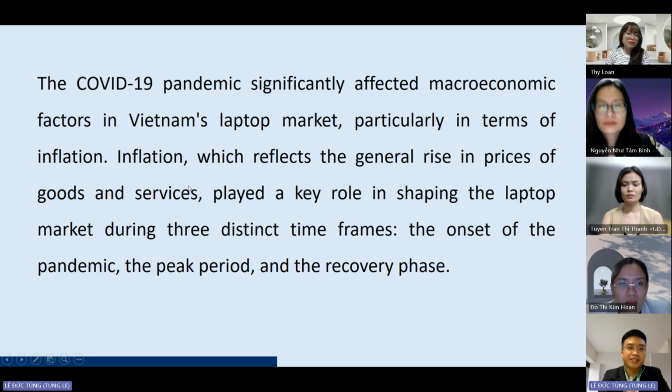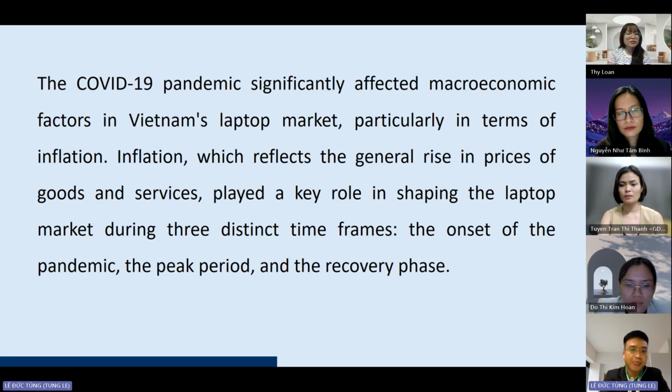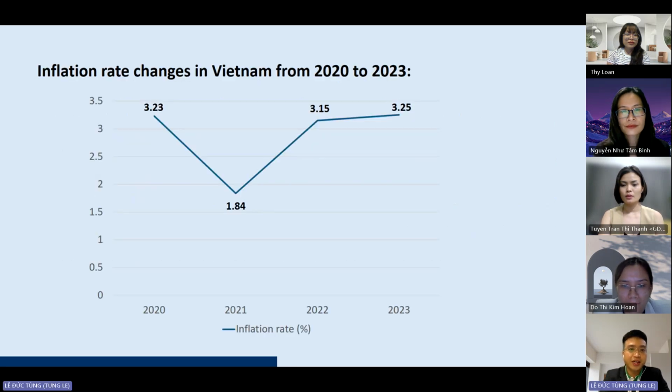As you can see, the COVID-19 pandemic significantly affected macroeconomic factors in Vietnam's laptop market, particularly in terms of inflation. Inflation, which reflects the general rise in prices of goods and services, played a key role in shaping the laptop market during three distinct time frames: the onset of the pandemic, the peak period, and the recovery phase. And you can see here the graph of the inflation rate changes in Vietnam from 2020 to 2023.